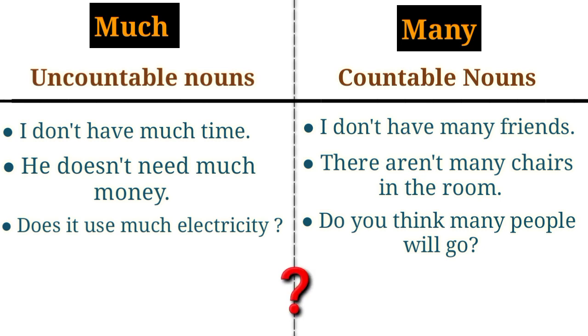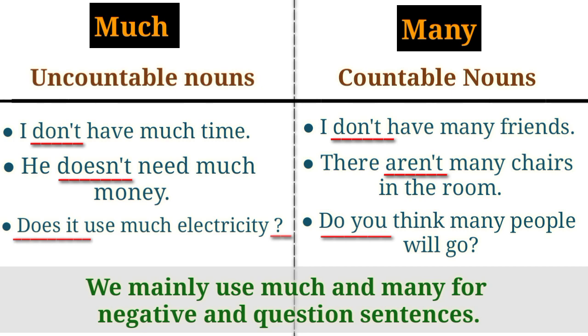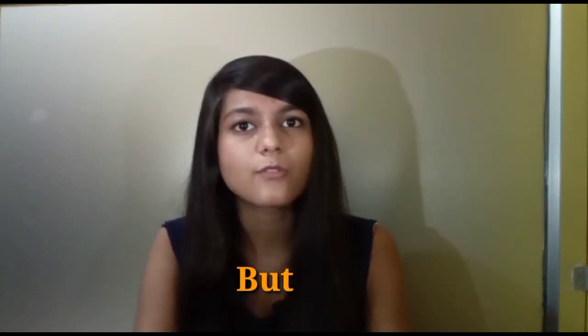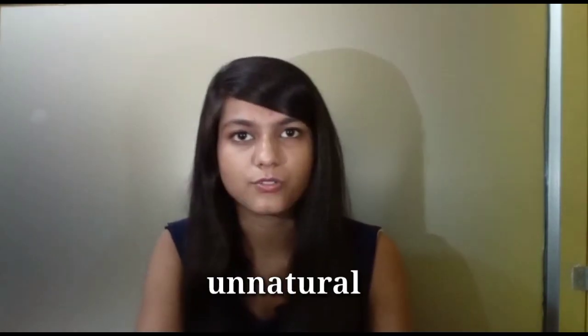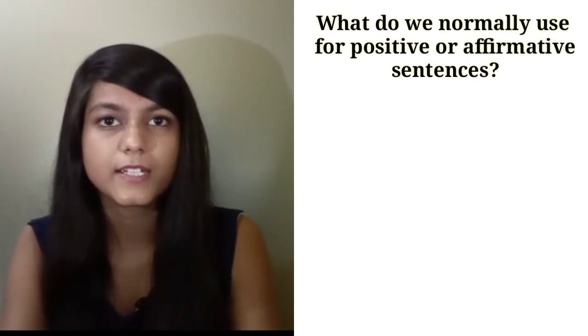Have you noticed something here? The examples are negative and question sentences. That's because we mainly use much and many for negative and question sentences. But guys, it doesn't mean that we can't use or it is incorrect to use much and many for positive and affirmative sentences. But it does sound too formal or unnatural. So what do we normally use for positive or affirmative sentences?